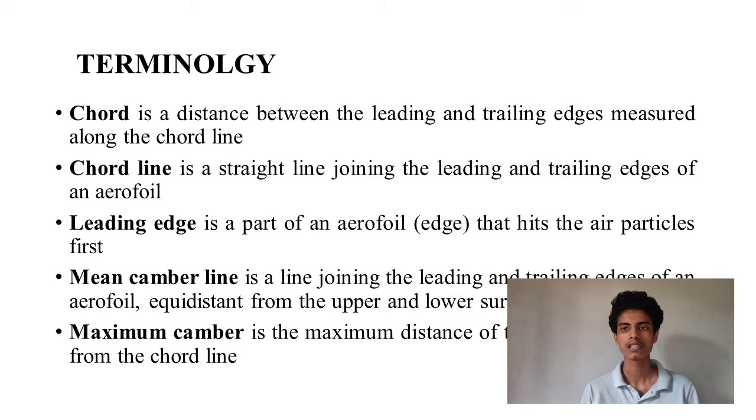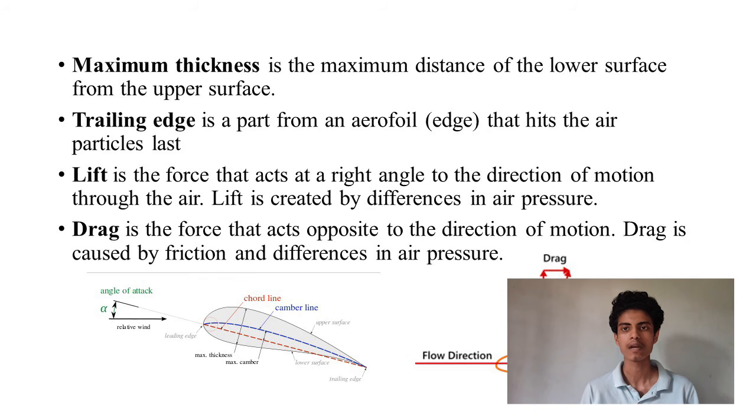Maximum camber. It is the maximum distance from the mean camber line to the chord. Maximum thickness. It is the maximum distance of the lower surface from the upper surface. Trailing edge. It is the part of an aerofoil that hits the air particles last.